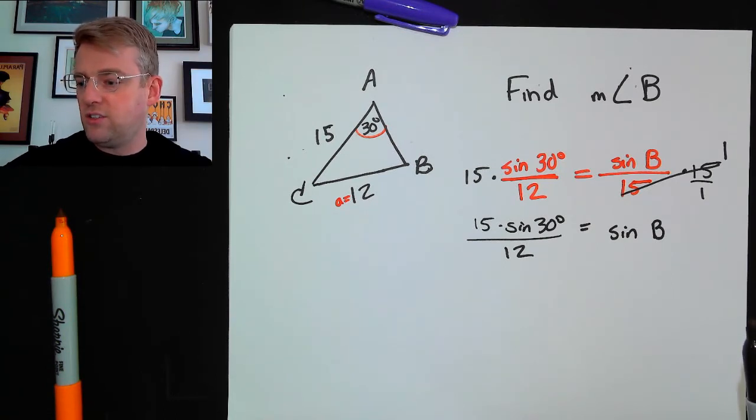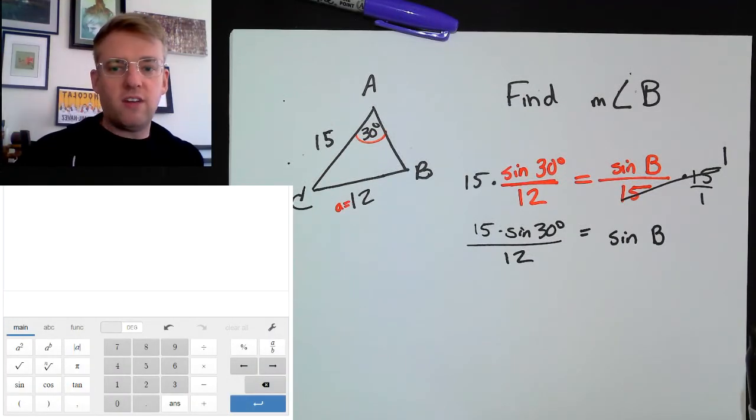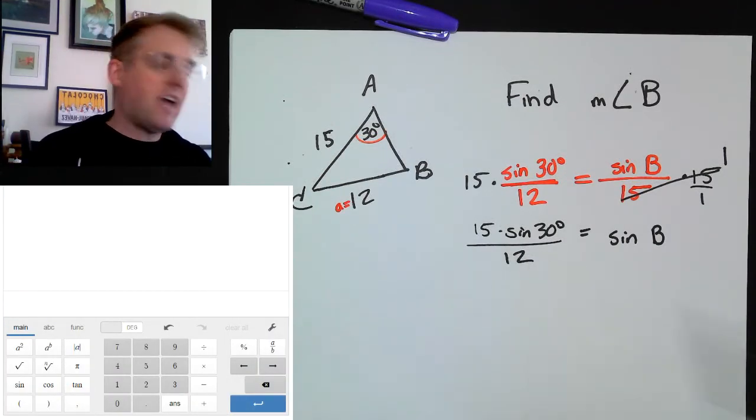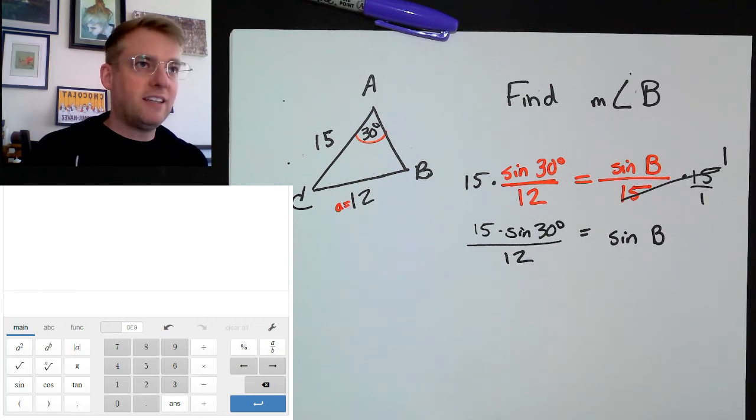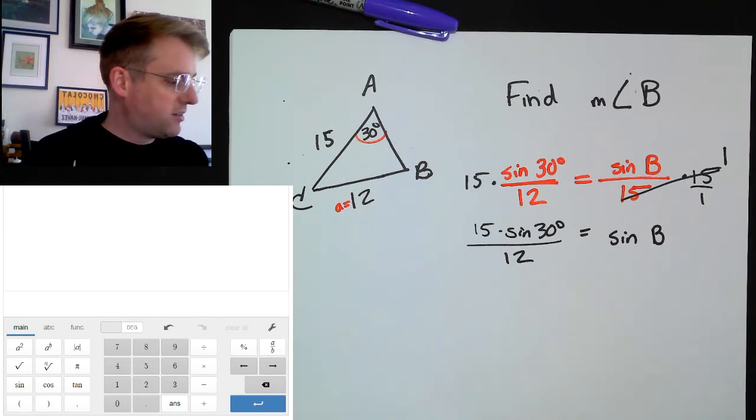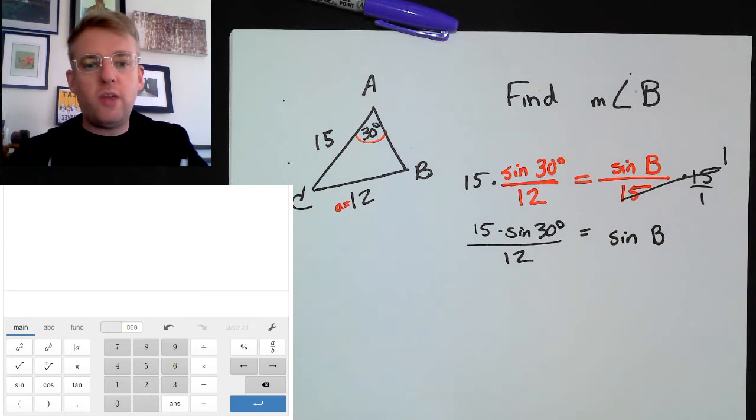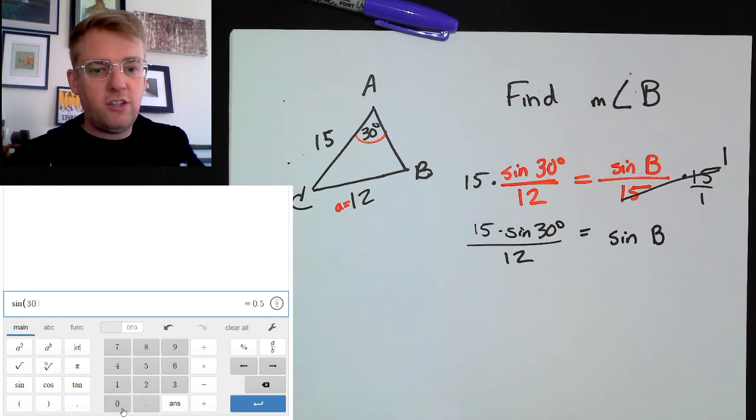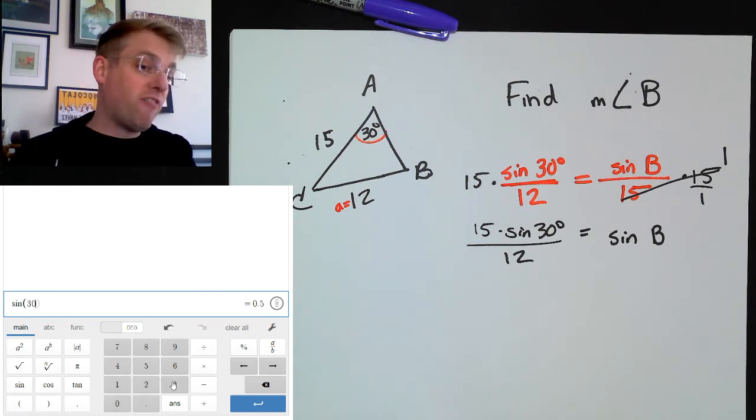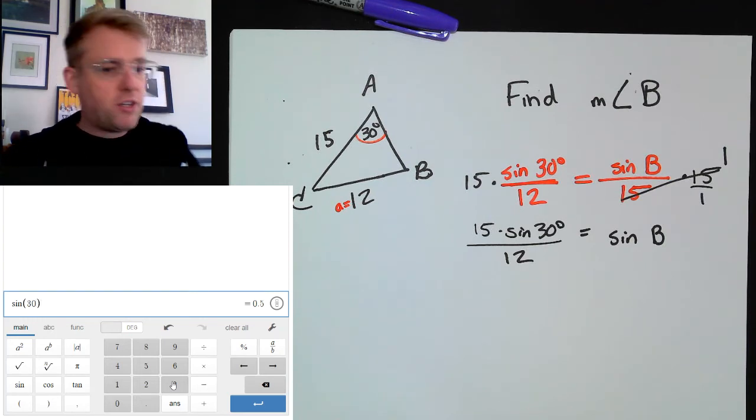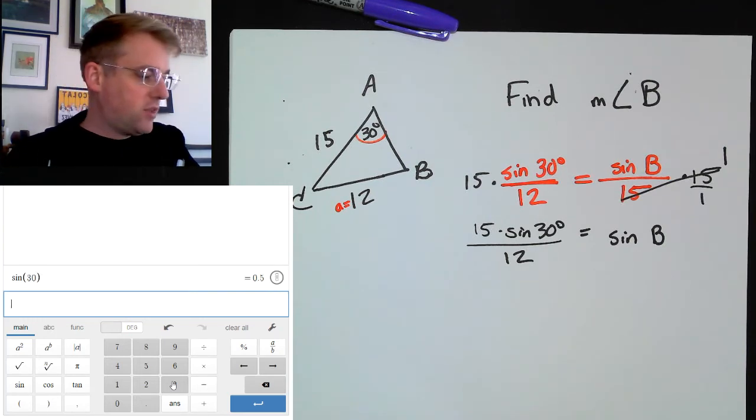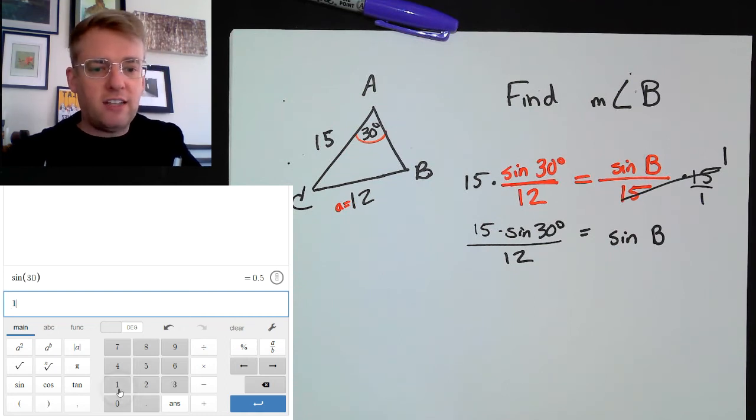desmos.com/scientific so that we can find out the exact answer here. Well, technically it's not an exact answer once we've gone to a decimal and rounded things off, but we'll see. 15 times the sine of 30 degrees over 12. We can just take the sine of 30 degrees and replace that in our fraction if we wanted to. The sine of 30 is exactly 0.5, so we could in fact get an exact answer for this problem. But there's no need to do that necessarily. We can instead put in that fraction as it is.